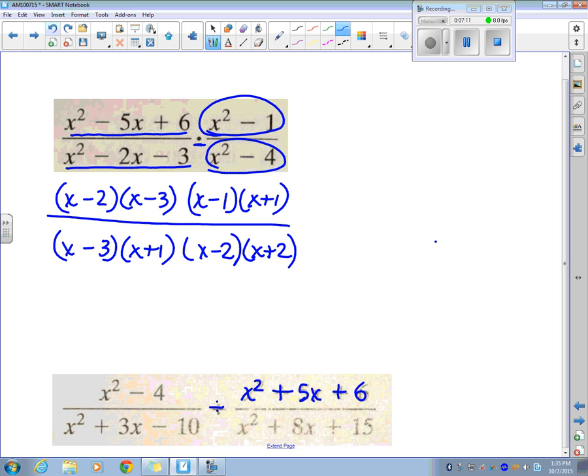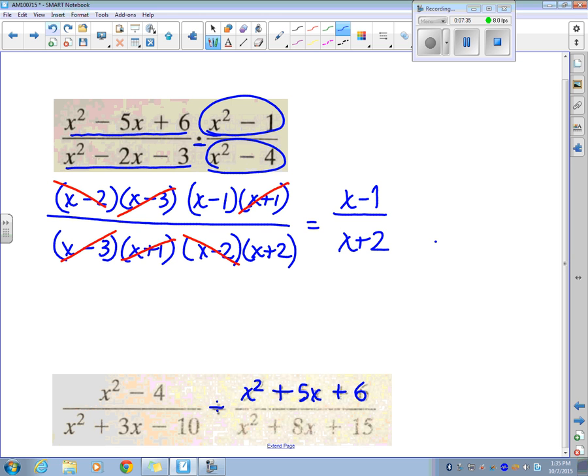So we can cancel out our 1s. The x minus 3 cancels with the x minus 3. The x plus 1 cancels with the x plus 1. The x minus 2 with the x minus 2. And you can see what we have left is our answer. So this does look a bit simpler and more believable than the last answer that we got, which turned out just to be a number.